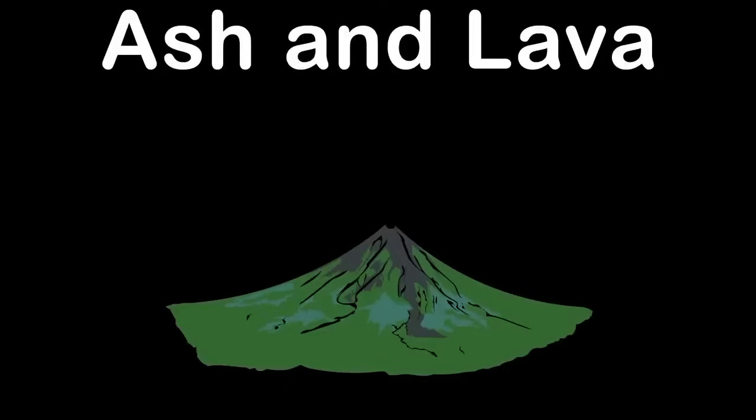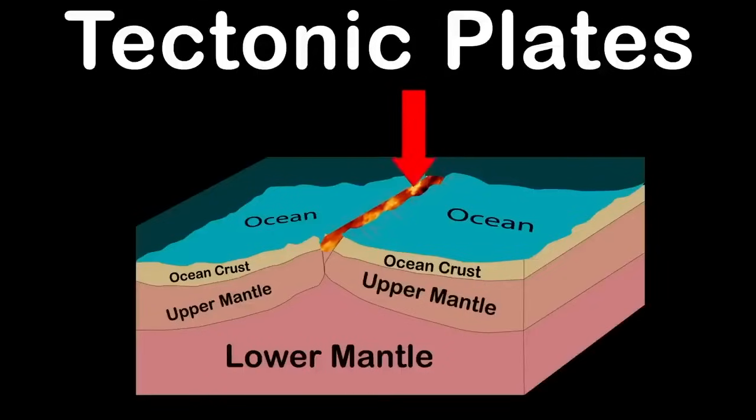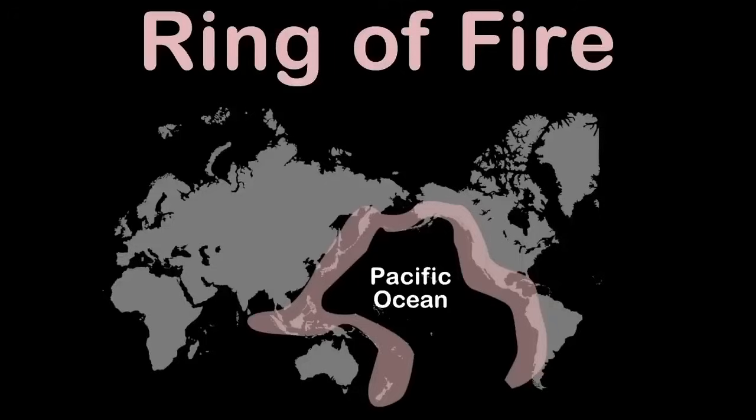First, let's see where most take place. Most active volcanoes occur at boundaries between tectonic plates. Most are found in the Ring of Fire that encircles the Pacific Ocean today.